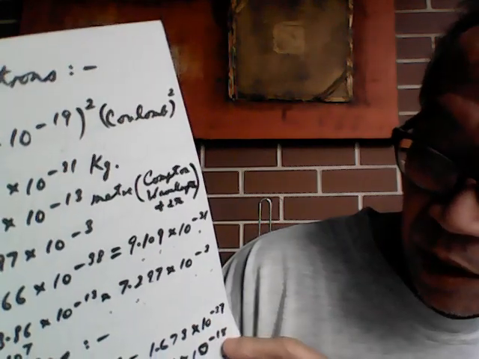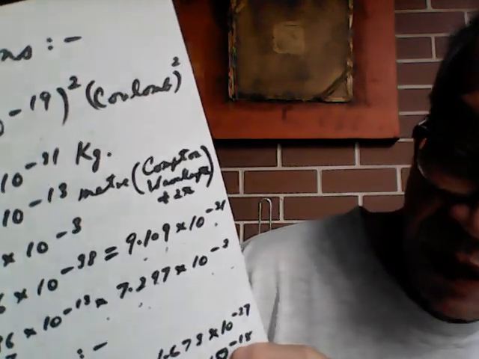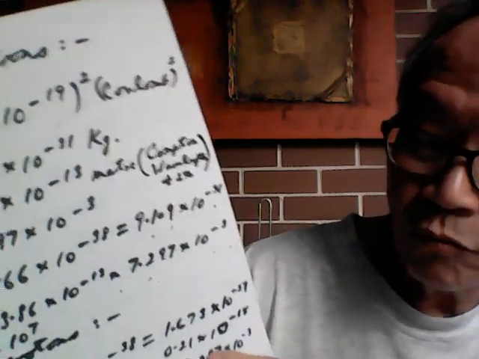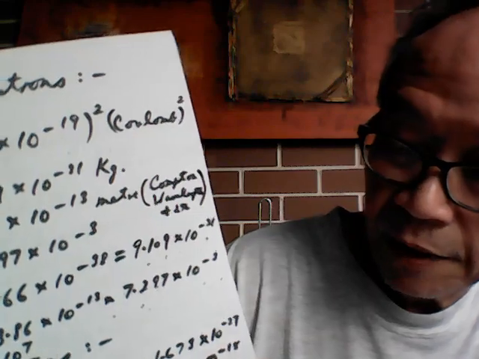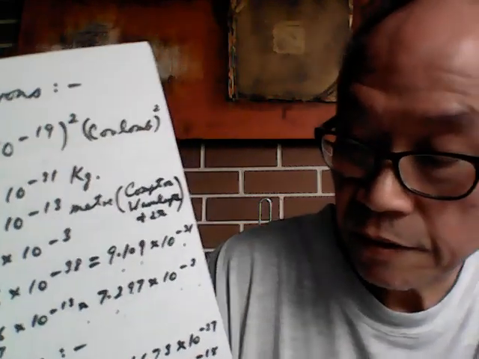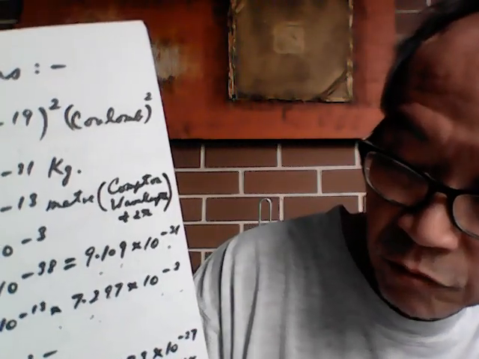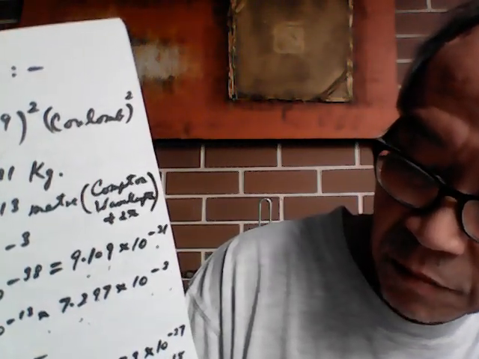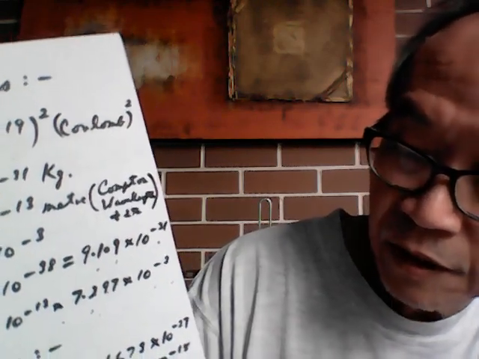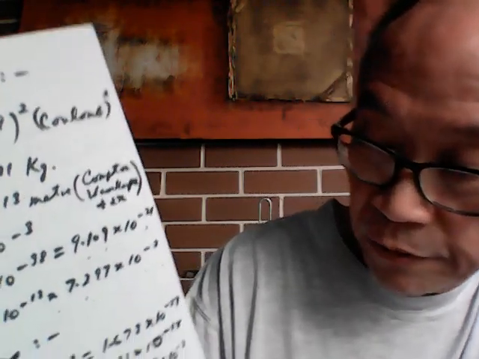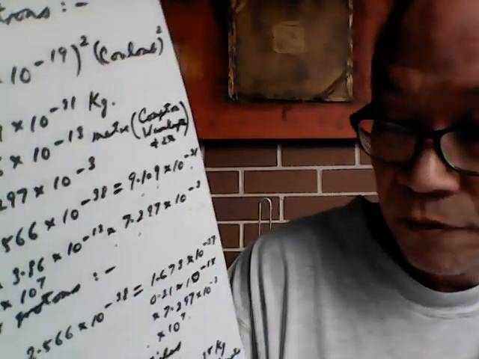And times 0.21 times 10 to the power minus 15. This is the proton radius, or proton wavelength, times 7.297 times 10 to the power minus 3. This is the fine structure constant alpha. Likewise, it also applies for all other particles.